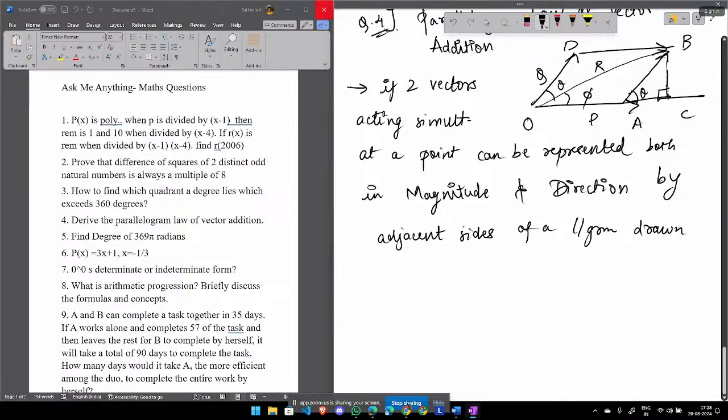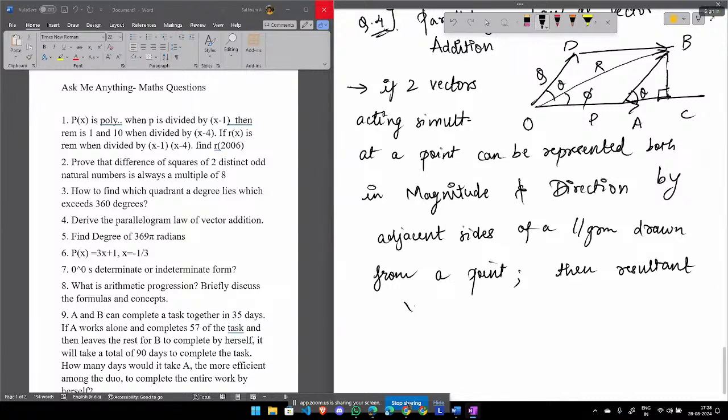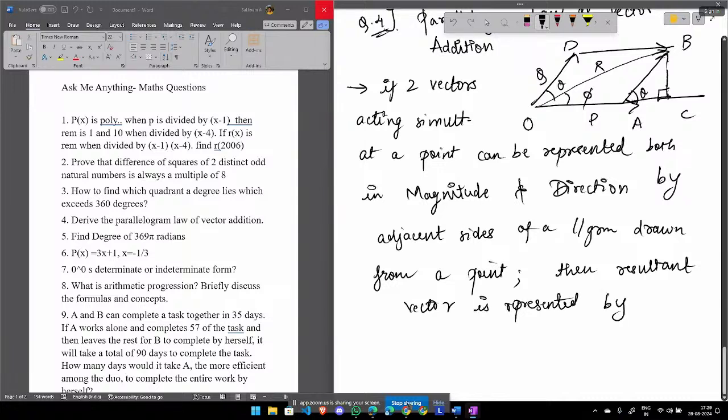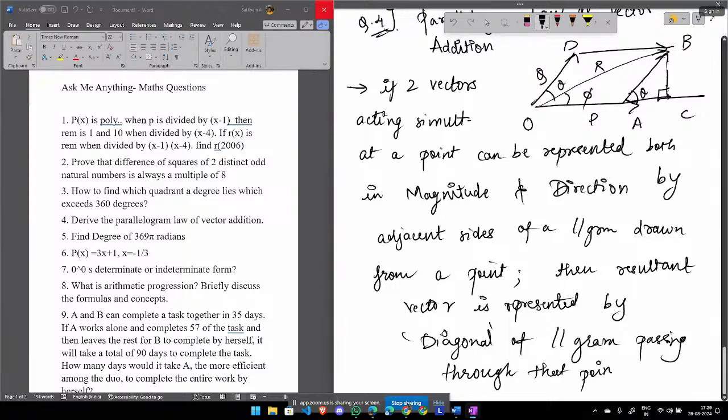drawn from a point, then the resultant vector is represented by the diagonal of the parallelogram which passes through that point. Okay, ignore the handwriting for now, but I hope it is clear और सबको समझ में आ रहा है जो भी लिखा हुआ है.